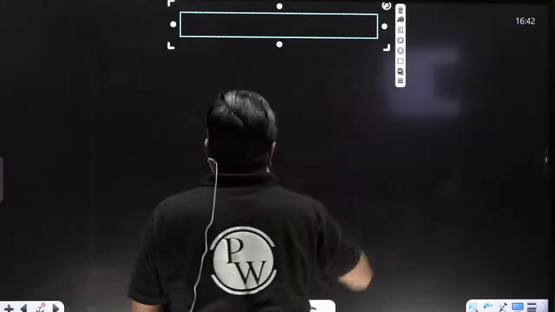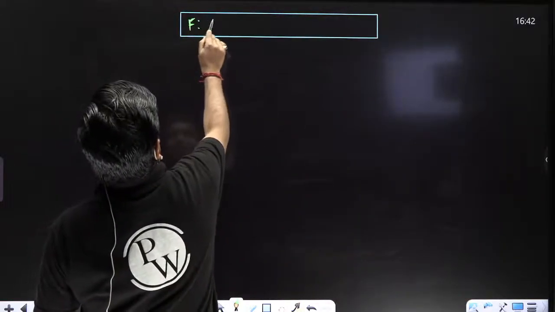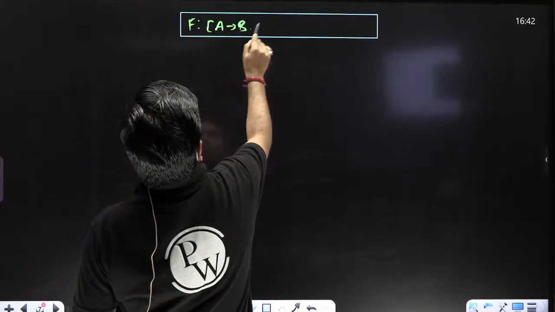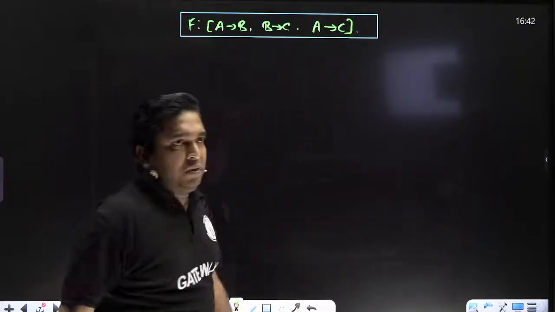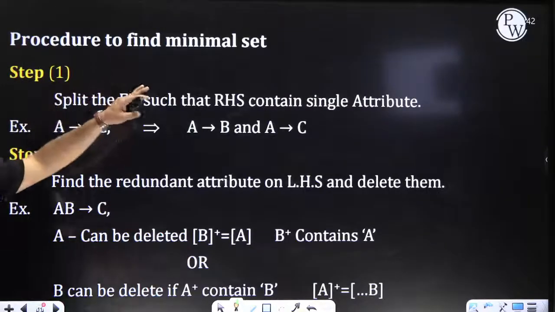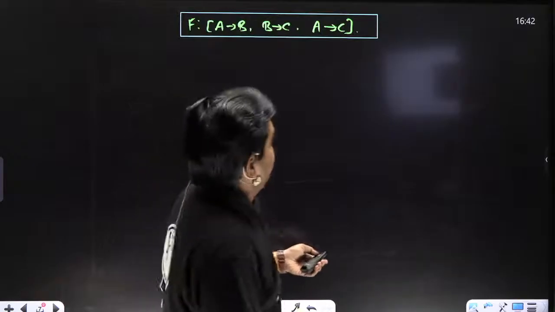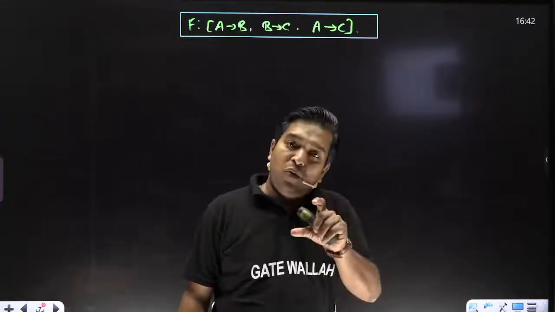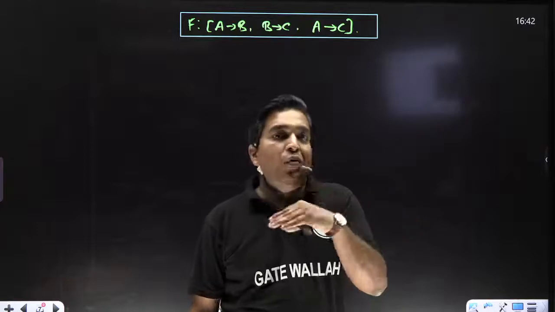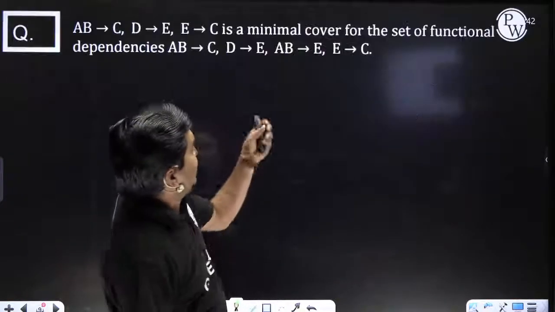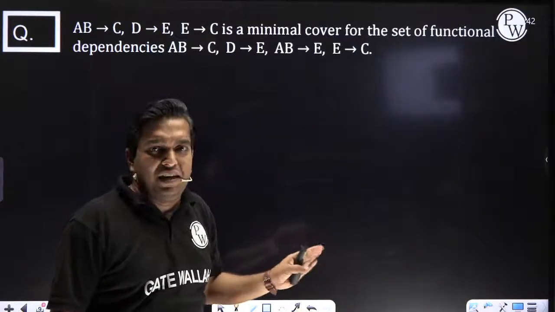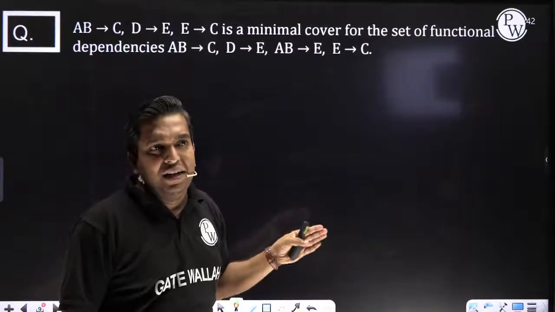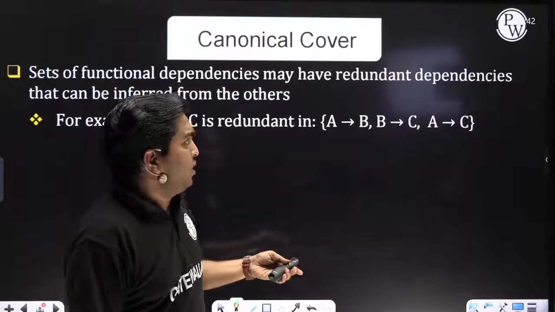Here an FD set is given. The FD set is A to B, B to C, and A to C. Children, I can directly explain the minimal cover procedure, but before that I am telling one more trick: how, without the procedure, if the FD set is given and the minimal cover is given, you can directly calculate your correct answer. So that is the procedure I am telling.